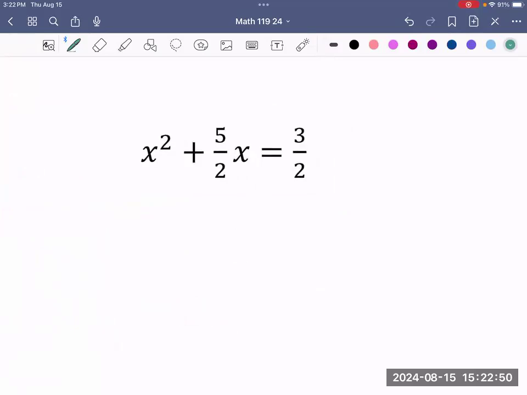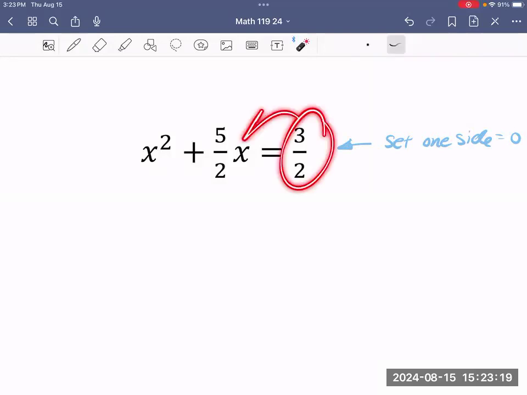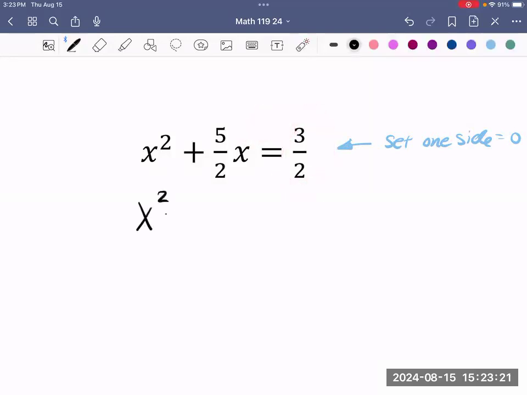Now what do we have here? Well, there's a couple different things that you can do to get started. So if our first thing that we want to do is to get one side equal to 0, let's do that before we get worried about the fractions. So first, let's set one side equal to 0. Which side would be a little bit better? Well, let's try and bring this fraction over to the other side. So we have x squared plus 5 over 2 x minus 3 over 2 is equal to 0.